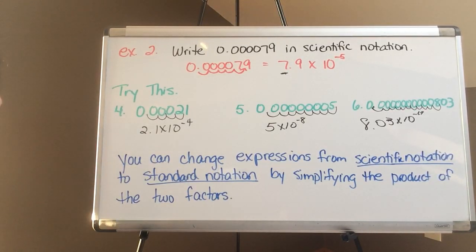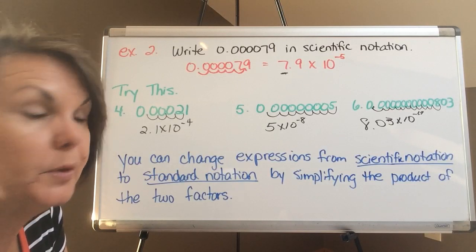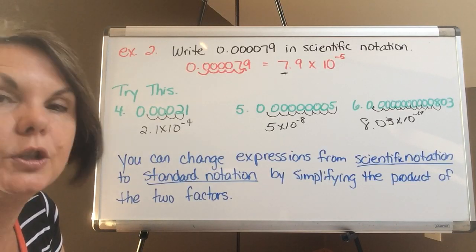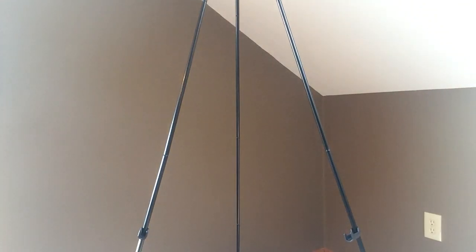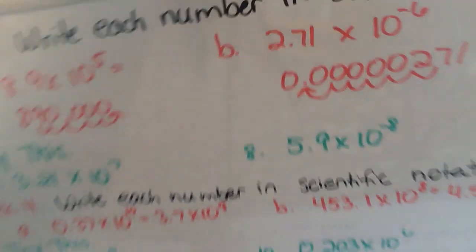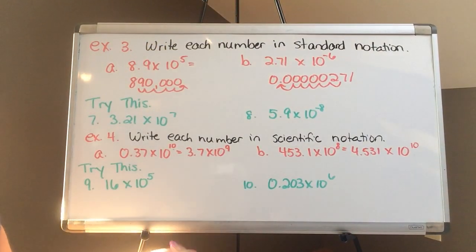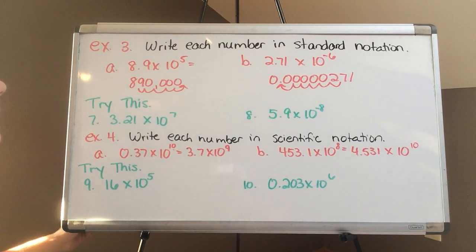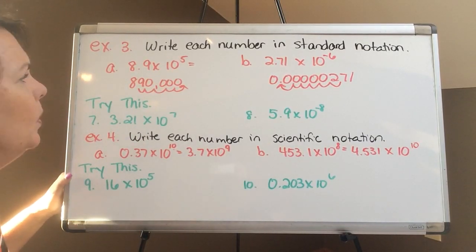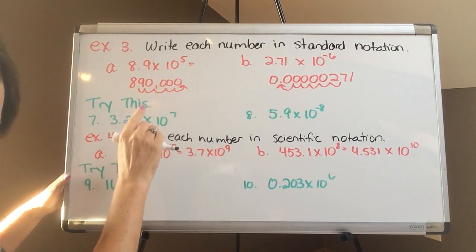You can change expressions from scientific notation to standard notation. Standard notation is how we write our numbers, by simplifying the product of the two factors first. So let's take a look at what I'm talking about there. Okay, write each number in standard notation. 8.9 times 10 to the 5th. Well, what would that look like? Now we're going the other way. I'm giving it to you in scientific form.